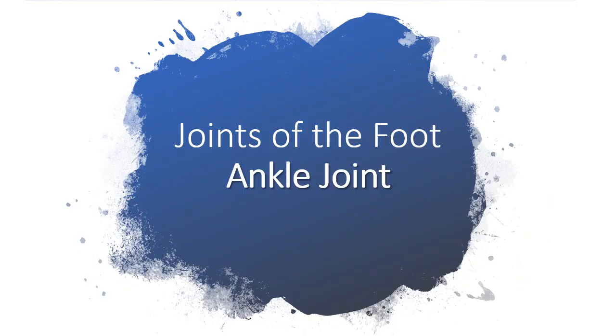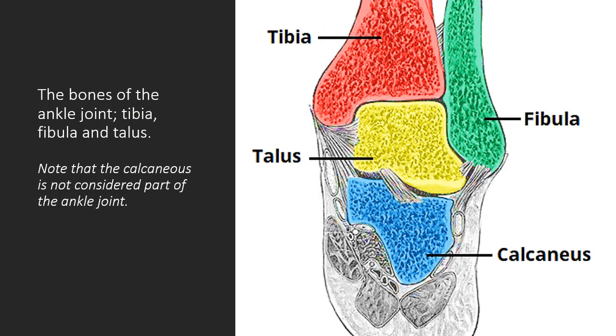Now, we will talk about the joints of the foot, and we will start with the most important, which is the ankle joint. Ankle joint, or sometimes called the talocrural joint. This is a synovial joint located in the lower limb, formed by the bones of the leg, the tibia and the fibula. You can see the tibia in red, fibula in green, and the talus underneath.